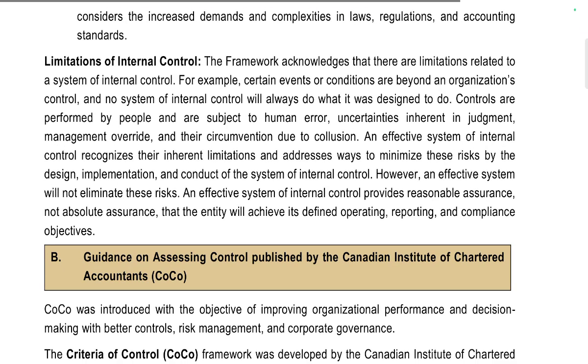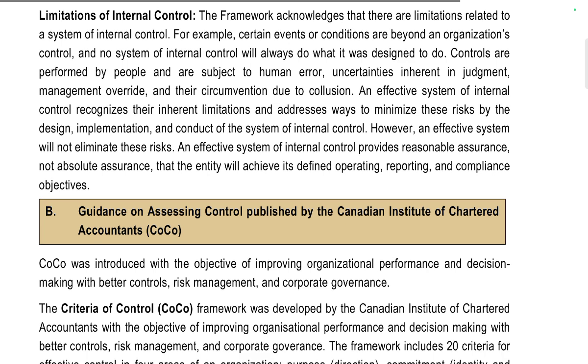Limitations of internal control. The framework acknowledges that there are limitations relating to systems of internal control. For example, certain events and conditions are beyond the organization's control. No system of internal control always does what it is designed to do. Controls are performed by people and are subject to human error, uncertainty, and faulty judgment, management override, and circumvention due to collusion. An effective system of internal control recognizes inherent limitations and addresses ways of minimizing the risk of them in its implementation and conducting of the system of internal control.